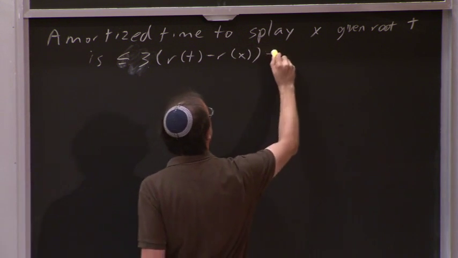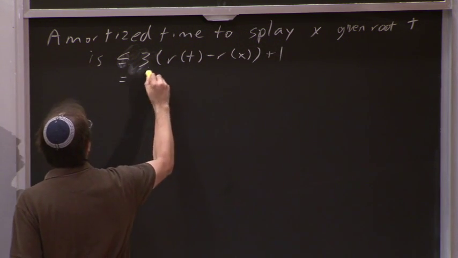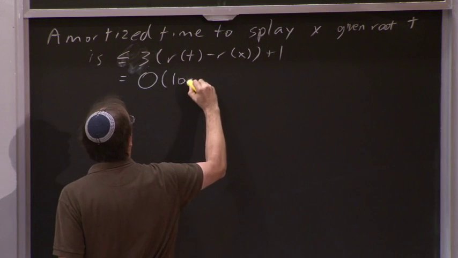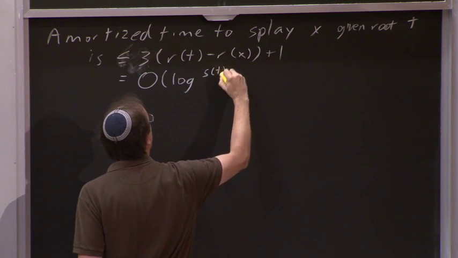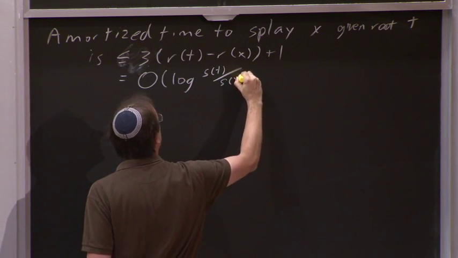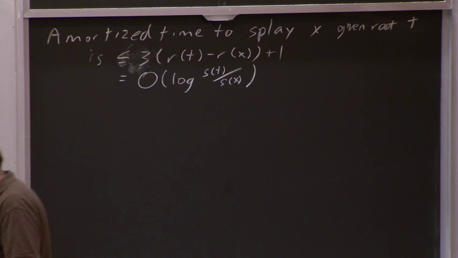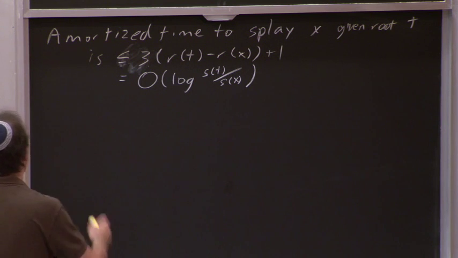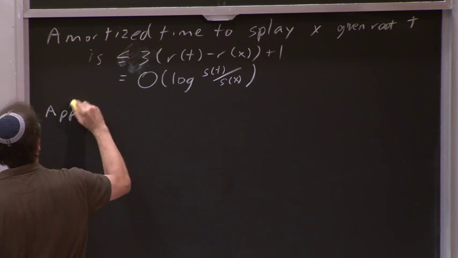Plus 1 for the single rotation you may have to do at the end, which is therefore order of the log of the size of the root divided by the size of x. Okay. And so before we do anything with this, before we go off and prove it, let's look at an immediate application.